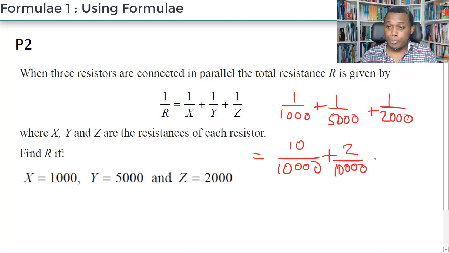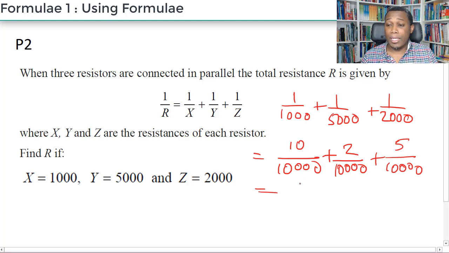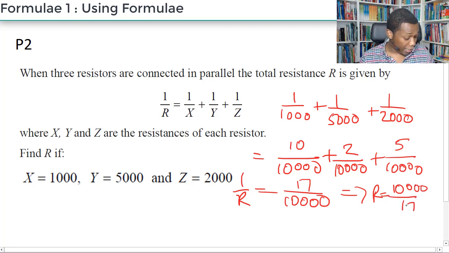so I'm going to have 2. Then multiplying by 5 to get 10,000, so I'm going to have 5. So overall, you're getting 17 on 10,000. That's what 1 on R is, 17 on 10,000. So R is 10,000 on 17. I can't go any further than that without a calculator. No, I'm not going any further than that.